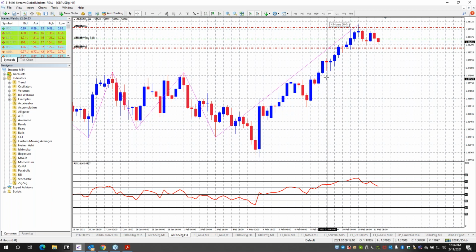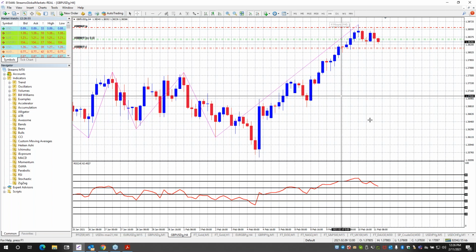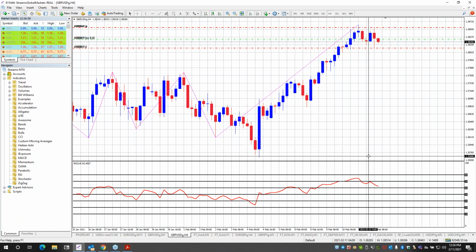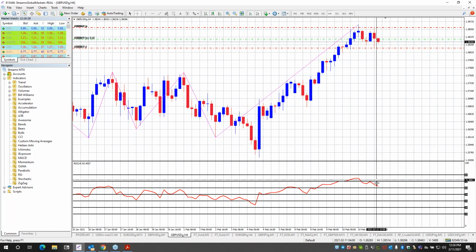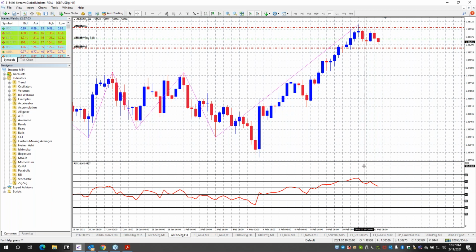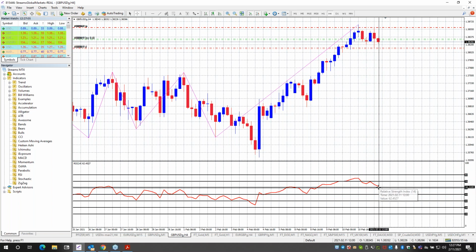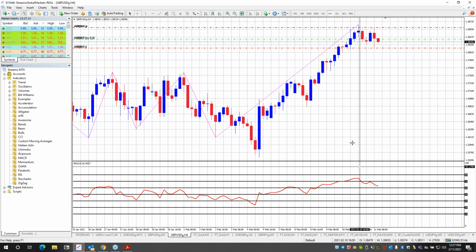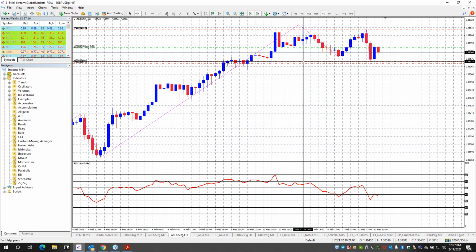It will take quite a number of hours, and even nearly a day maybe, to come down to that 50 level. And that's if it does come to that 50 level by tomorrow. But apart from that, you can see that reaching its peak, that highest point of 75 on the RSI, which is very high, we see a descending RSI.